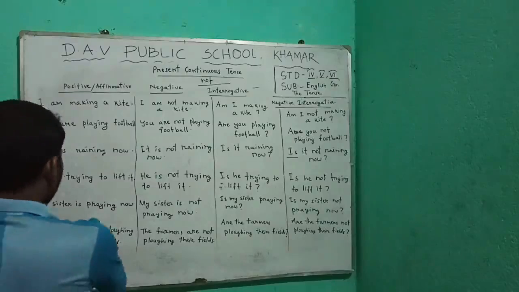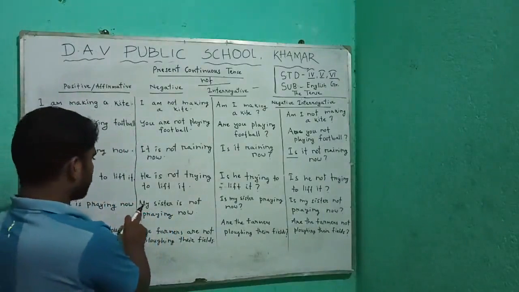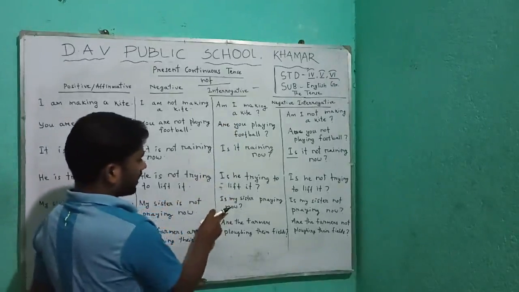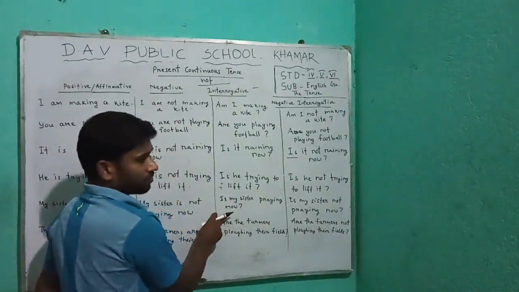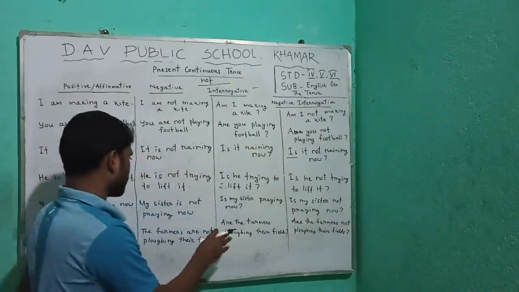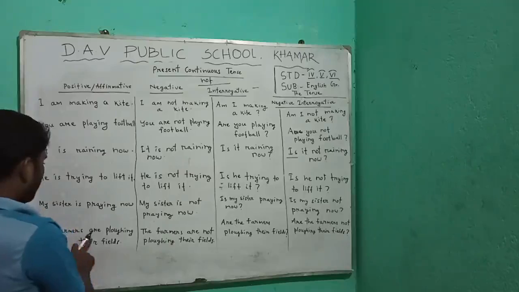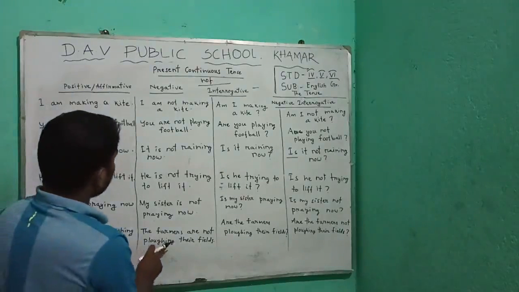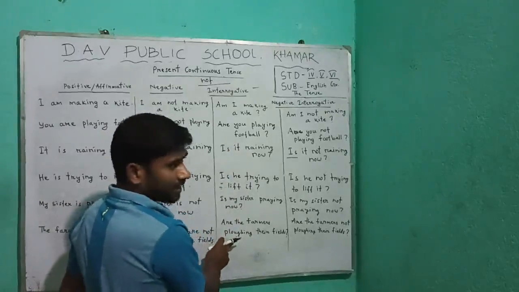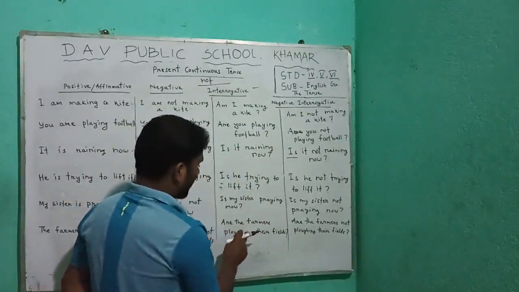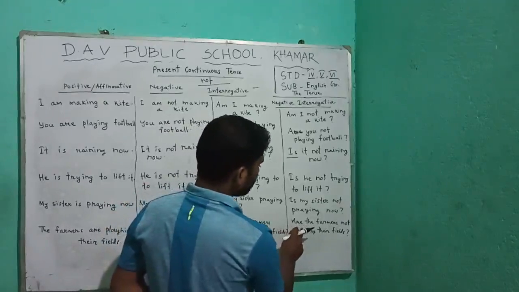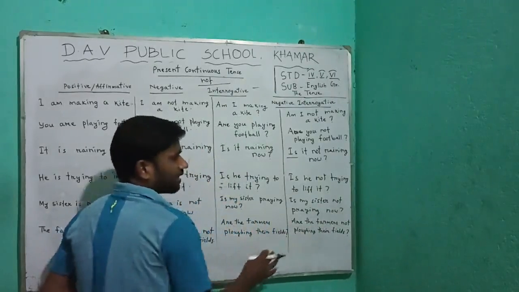Okay. So it will be, my sister is playing now. In the negative sentence it will be, my sister is not playing now. Okay. And in interrogative it will be, is my sister playing now? Then in negative interrogative it will be, is my sister not playing now? Okay. Then the farmers are plowing their fields. Okay. So in negative sentence it will be, the farmers are not plowing their fields. Then in interrogative sentence it will be, are the farmers plowing their fields? Okay. Then in negative interrogative it will be, are the farmers not plowing their fields?